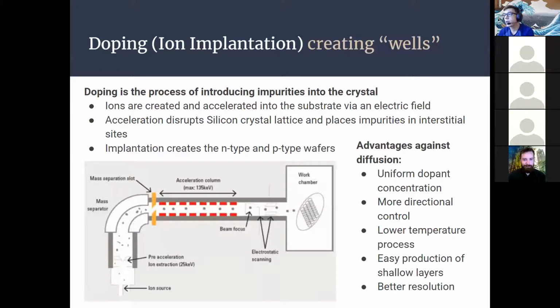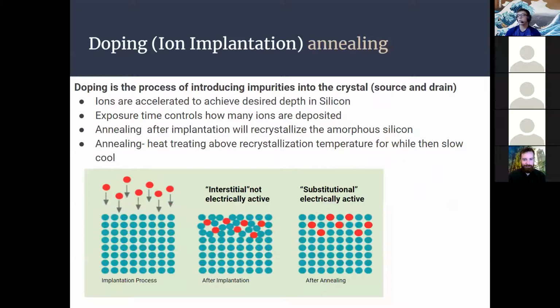and it propels them into interstitial sites, which is essentially, if you imagine a square of 4 atoms, you have this little opening in the middle. It'll just propel these ions into that little space in between the four atoms, and it will remove silicon atoms from the crystal lattice structure, and that's how we get N-type and P-type doping. And then it kind of demonstrates that in this picture.